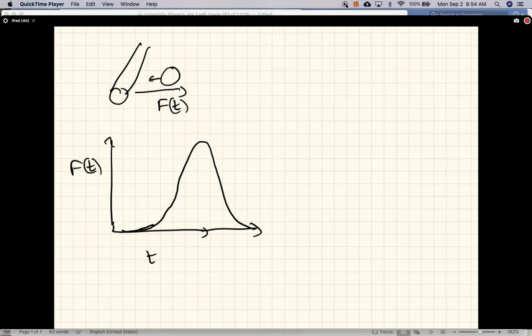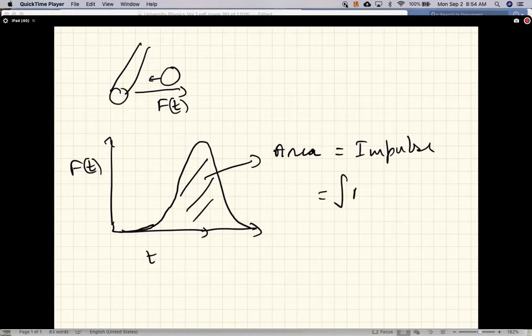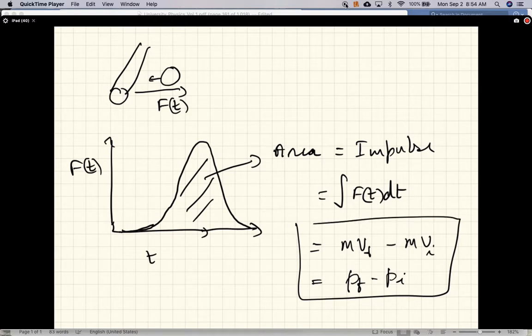And this area is called the impulse, which is equal to the integral of f of t dt, and that shows up as the change in, and now I'm writing down one-dimensional results, that shows up as change in linear momentum of the object. Okay. All right. So again, to summarize.